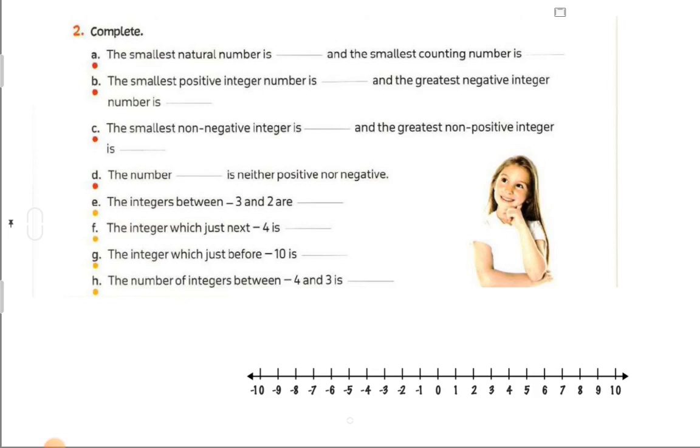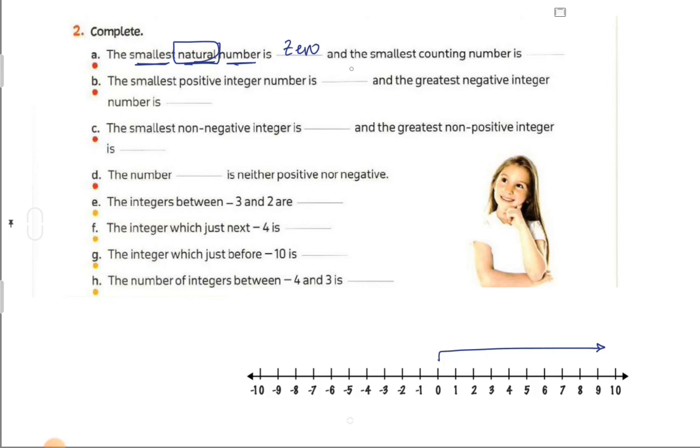Now question number 2, complete. A, the smallest natural number is space. What's the natural number? Natural numbers start with 0 and the positive integers: 0, 1, 2, 3, 4, with no end. It's called the natural set. I need the smallest number. The smallest number is 0.